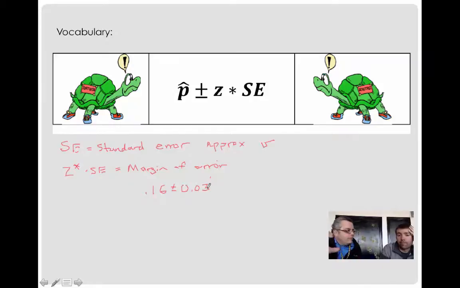And you see that in the news when they're polling for president. They'll say like 46% support Obama with margin of error 2% or something like that. That's what they're talking about. They're giving us a confidence interval.